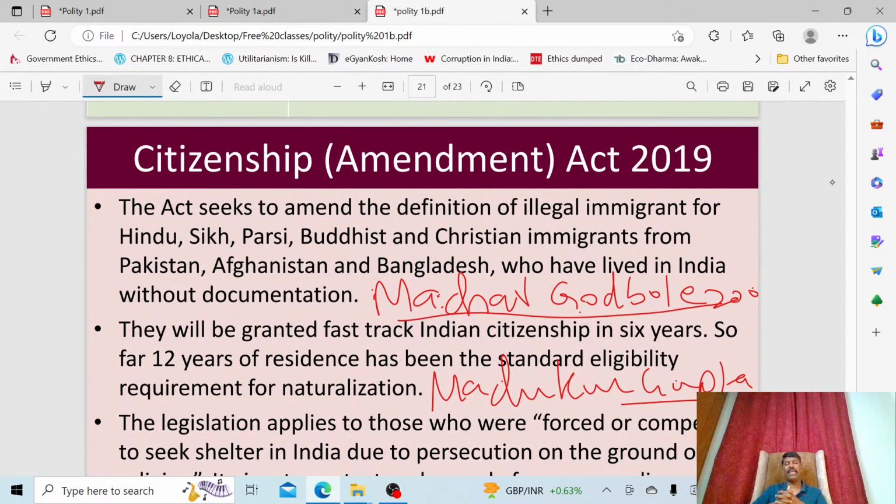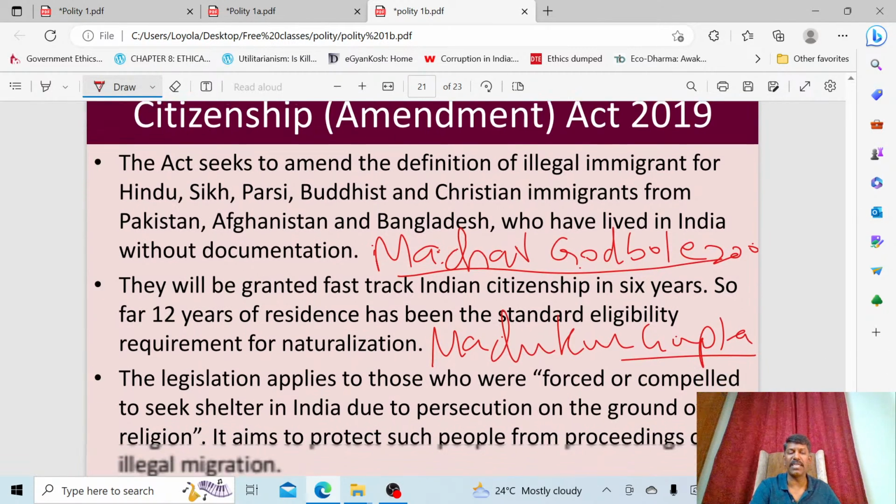But in the fast track case, under the Citizenship Amendment Act 2019, the Government of India decided to go for this method. Based on that, it was reduced from 12 years to 6 years. Only the persecuted minorities from Pakistan, Bangladesh, and Afghanistan will be eligible, and they should belong to the category of Hindu, Sikh, Parsi, Buddhist, Christian immigrants. All will come under the category of persecuted minorities.